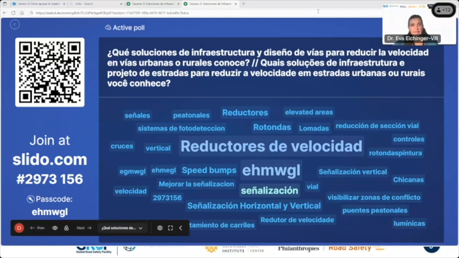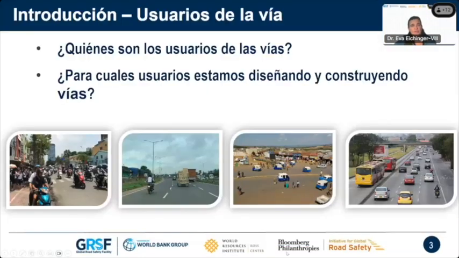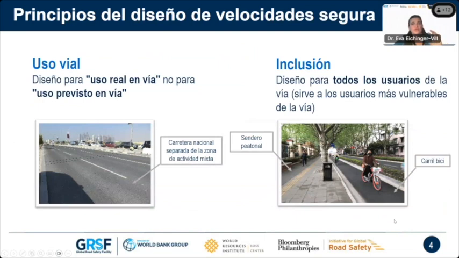If we jump directly to the next slide, we should consider 4 main principles of safe speed design. As I already said, that's the road use. We should design for actual road use and not intended road use. And this is very, very important, because I was also, as an engineer, socialized to design for intended road use. But this doesn't help us in our current situation. We need to design for the actual road use that's currently there, and if we have pedestrians and cyclists present, we need to design for them.